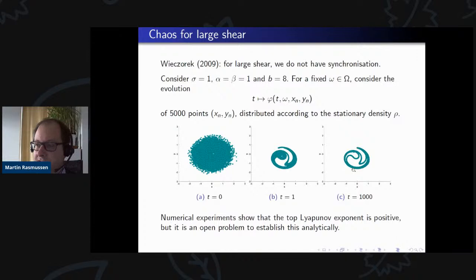We get convergence to some non-trivial object, which looks a little bit like a chaotic attractor, and indeed one can look at numerics and see that the top Lyapunov exponent in this situation is positive. So you have some kind of chaos which is created by the shear. But it's an open problem how to establish this analytically and how to describe this bifurcation induced by shear more precisely. In particular, it's quite unclear what kind of object this attractor is. Is it some kind of unstable manifold? All these questions haven't been answered.